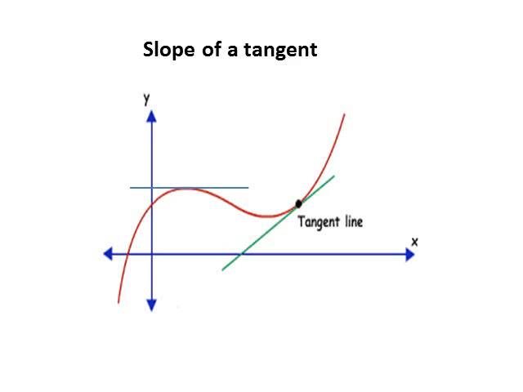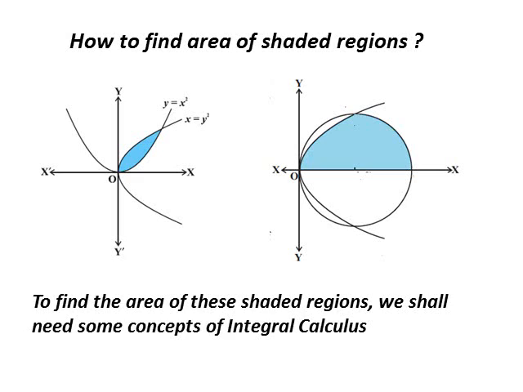Students, if the derivative of a function is given, then the function itself is called an antiderivative or integral or primitive of the given function. If I ask you to find the area of these shaded regions, how will you calculate? To find the area of these shaded regions, we shall need some concepts of integral calculus.